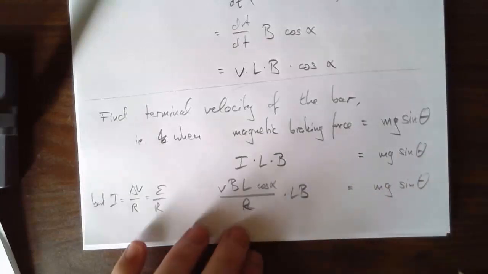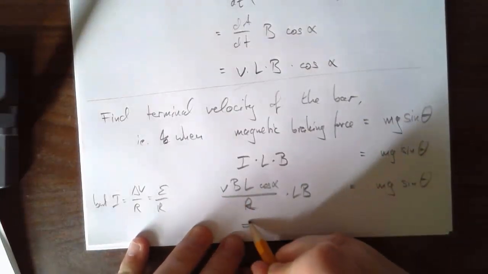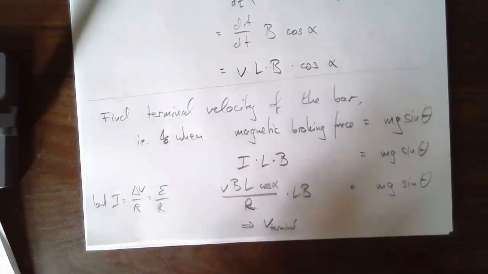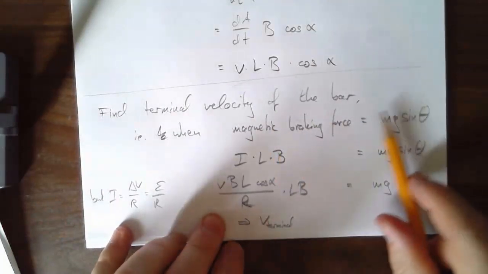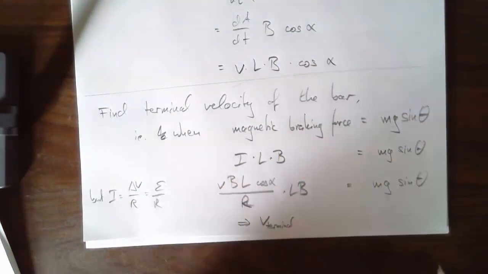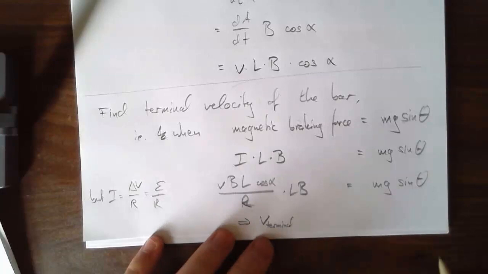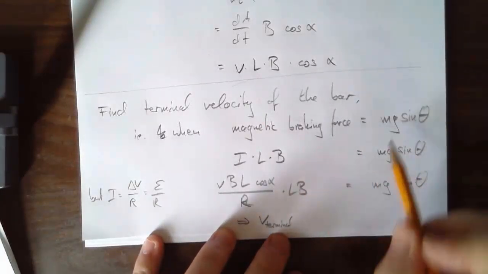So we can rearrange this to find a terminal velocity, and you just do this. You find v. Terminal velocity means we're no longer accelerating, that is why I can set the magnetic braking force equal to the downhill component of the weight, right? Because I'm looking at the state where the rod is just rolling down the hill without speeding up. So the forces must balance out. Net force must be zero. That is why I'm setting those two equal.